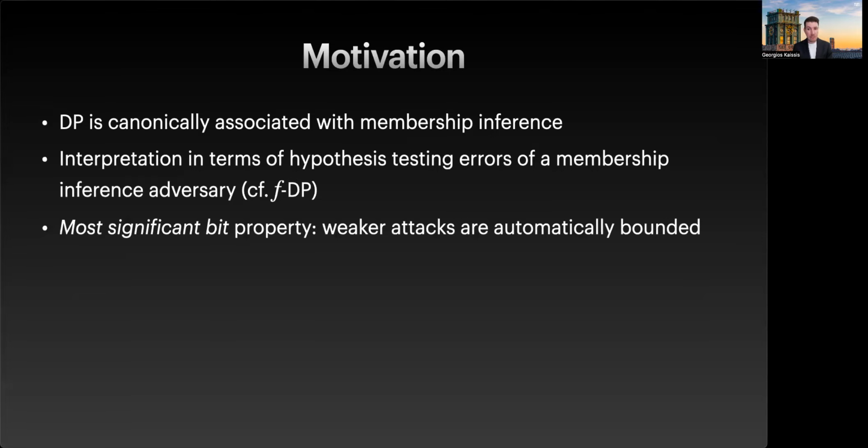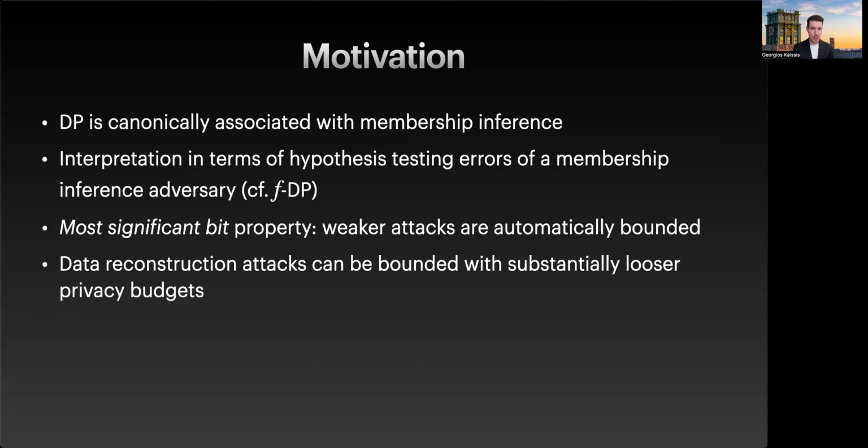Now, membership inference resilience is a most significant bit property. That means that all weaker attacks than membership inference are automatically also bounded in their success. Now, as you can imagine, data reconstruction attacks, where we have to reconstruct many more bits than just the membership bit, are much harder. And thus, it's possible to bound them with much looser privacy budgets than we would need for successfully constraining the success of membership inference attacks.